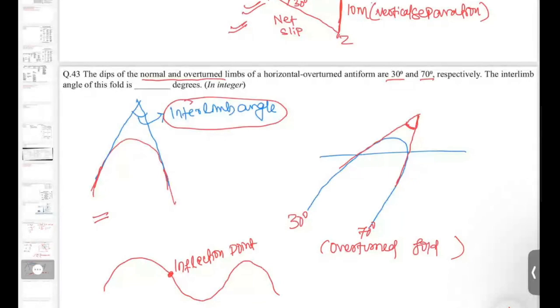40. Same direction, remember, it should be 40. The difference between them. Simply, had it been in opposite directions, the thing would have been different. Had it not been an overturned fold, the thing would have been different. Okay. Do you understand what I am saying? Yes sir.